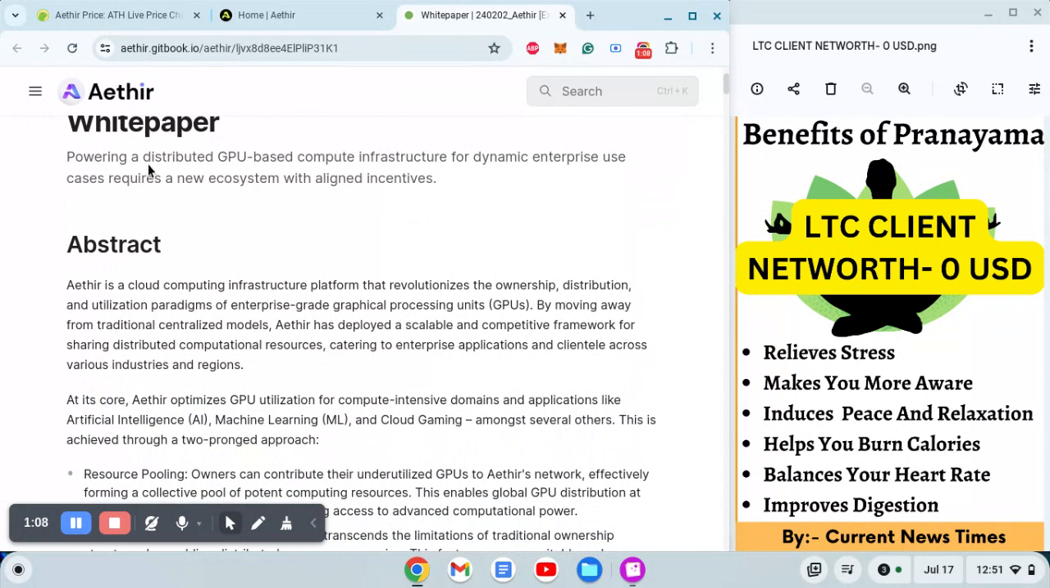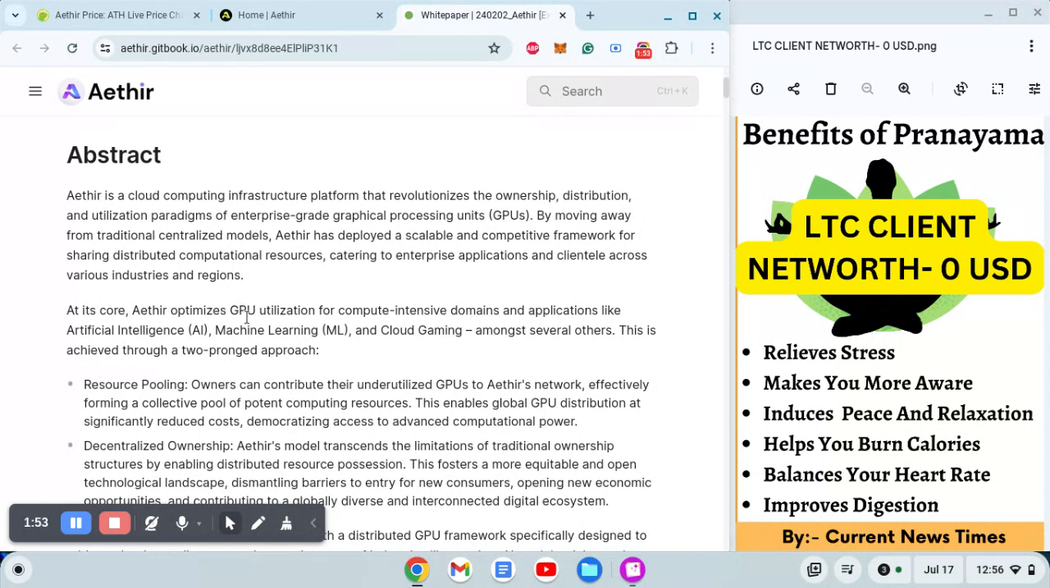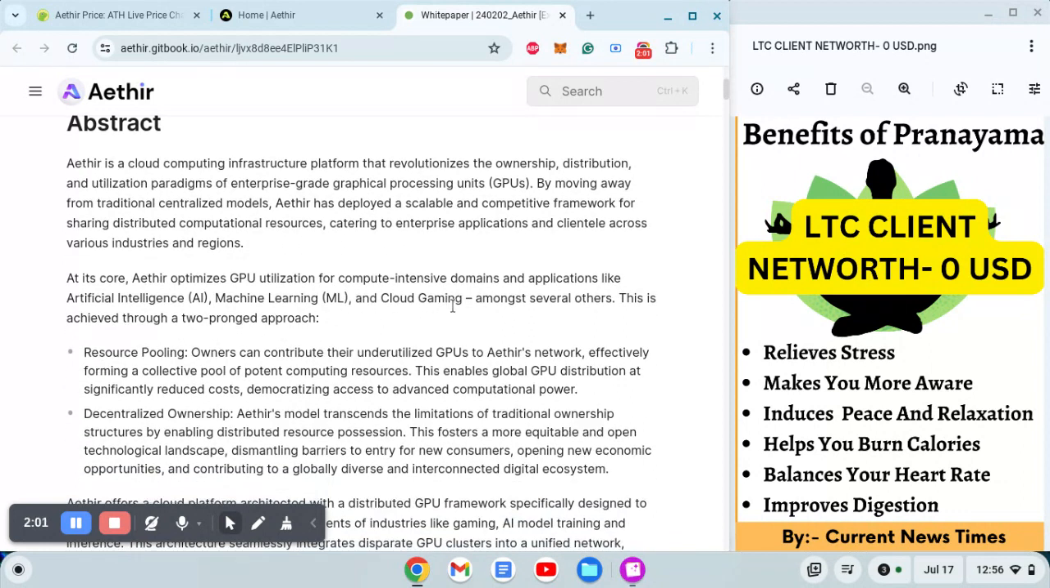Powering a distributed GPU-based compute infrastructure for dynamic enterprise use cases requires a new ecosystem with aligned incentives. Aethir is a cloud computing infrastructure platform that revolutionizes the ownership, distribution, and utilization paradigms of enterprise-grade graphical processing units by moving away from traditional centralized models. Aethir has deployed a scalable and competitive framework for sharing distributed computational resources, catering to enterprise applications and clientele across various industries and regions. At its core, Aethir optimizes GPU utilization for compute intensive domains and applications like AI, machine learning, and cloud gaming, amongst several others.